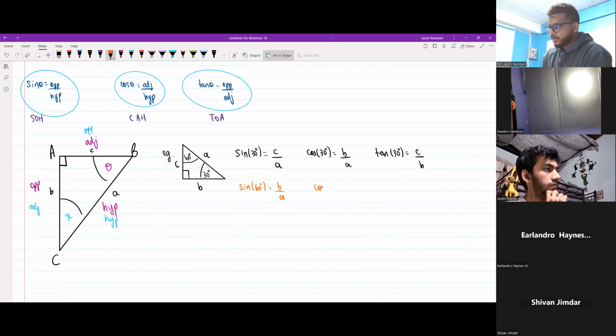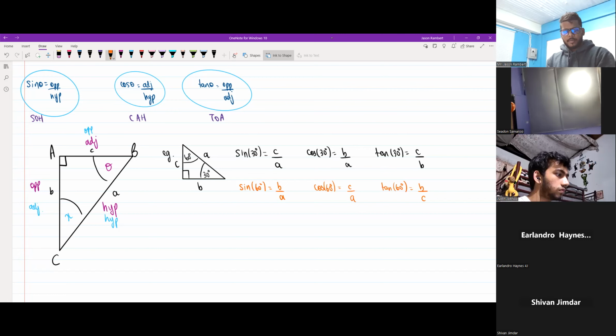What about cosine of 60 degrees? C over A. C over A, yeah. And what about tan of 60 degrees? B over C. B over C. Everybody is comfortable with that? Can you go over it one more time?